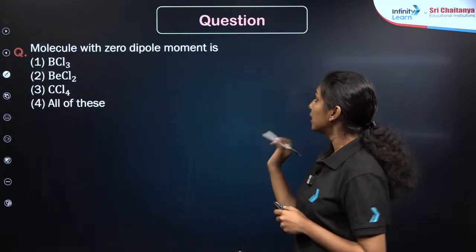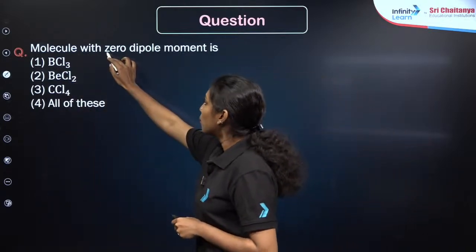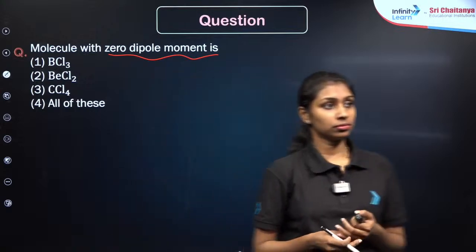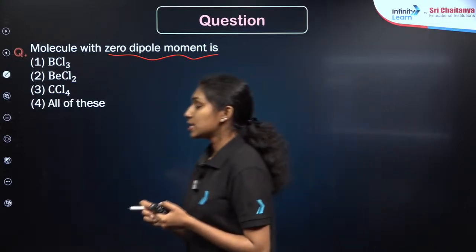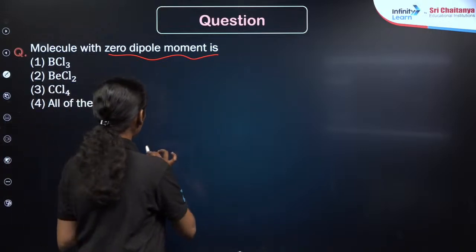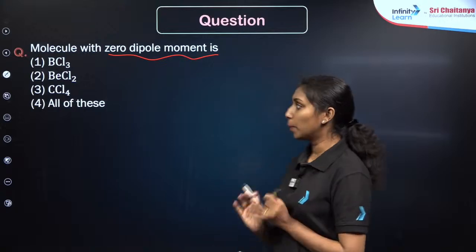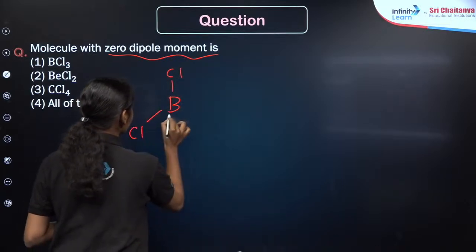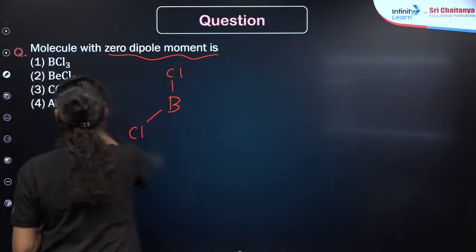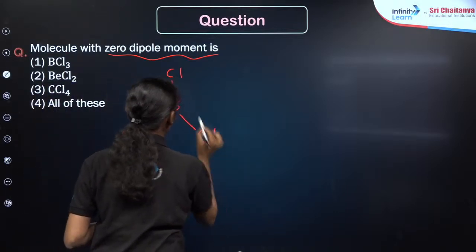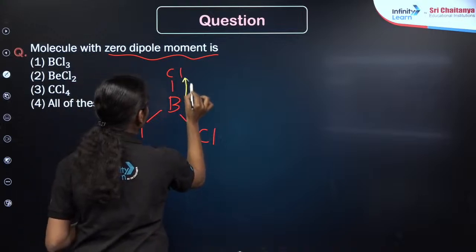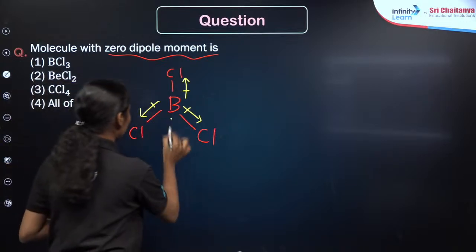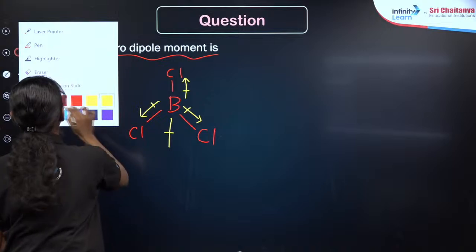Again, this is the first question about the dipole moment. Which molecule has a 0 dipole moment? The first point to note is whether the molecule has a symmetrical structure; if so, it will definitely have a dipole moment of 0. If I take BCl3, chlorine has the higher electronegativity, and the resultants are equal and opposite, so we can cancel each other.